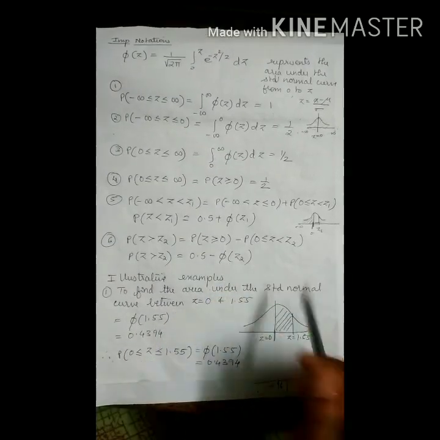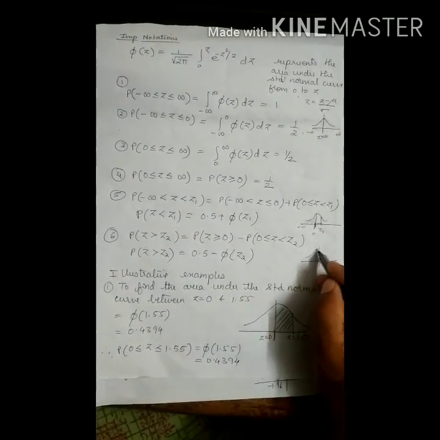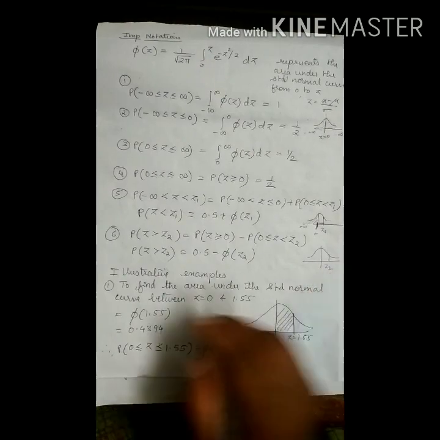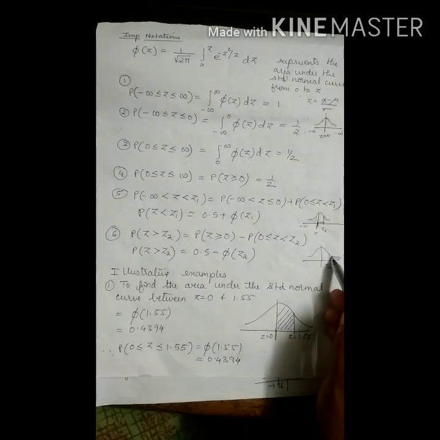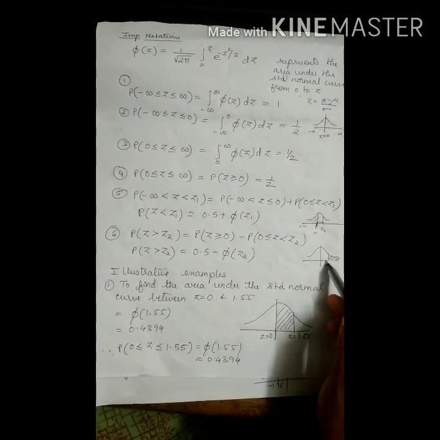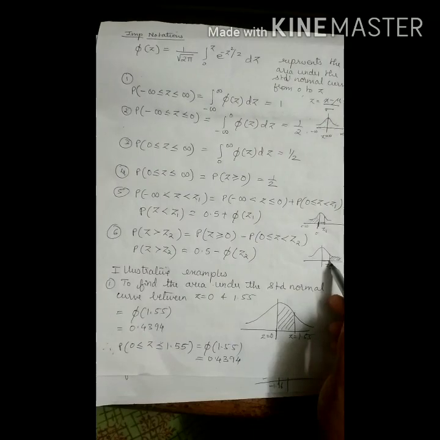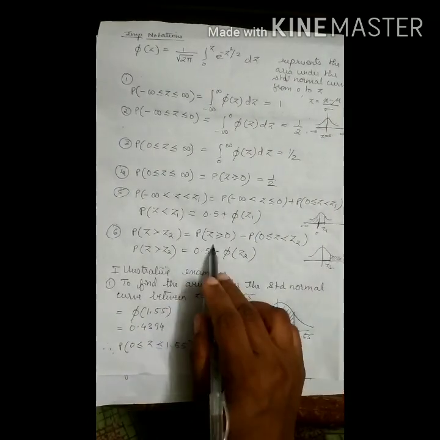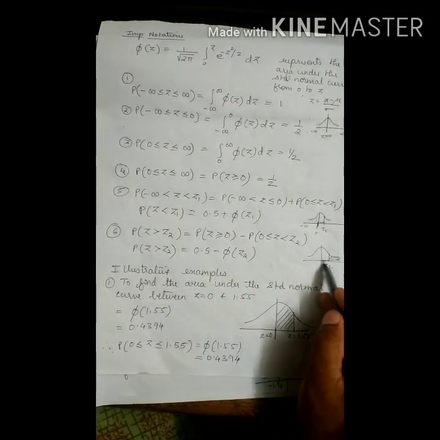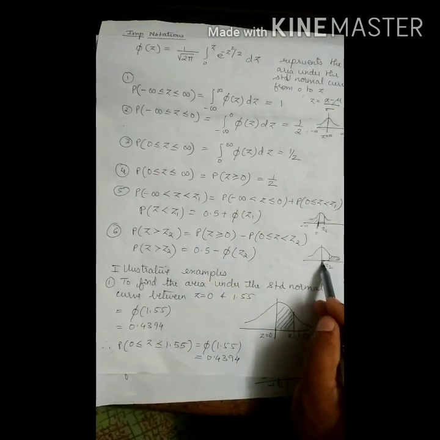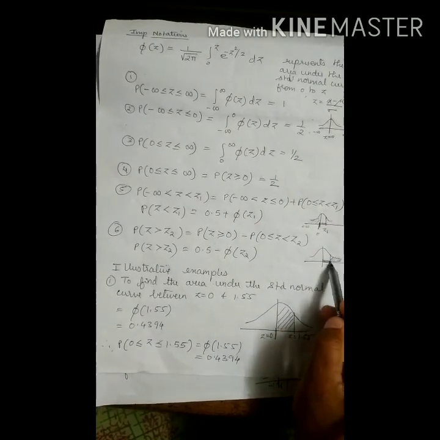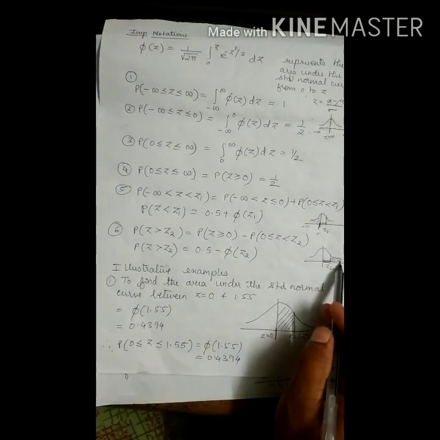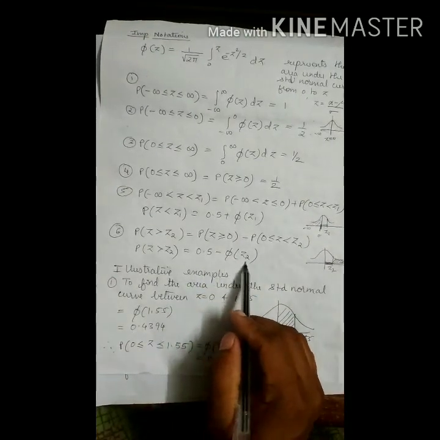Okay. Next, P of z greater than z2. Now what do I mean by z2? Suppose this is like this, and suppose here it is z2. P of z greater than z2 means the area this side. So if I have to calculate the area this side, I have to take the whole area minus this area, correct? So this is P of z greater than or equals to 0, whole area, minus P of 0 less than z less than z2. Whole area minus this area will give you this area. So this is 0.5 minus phi of z2.